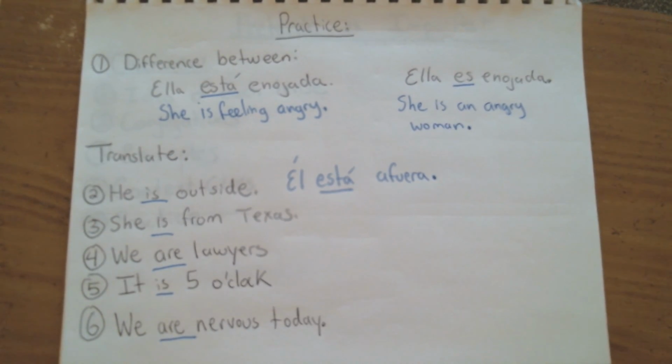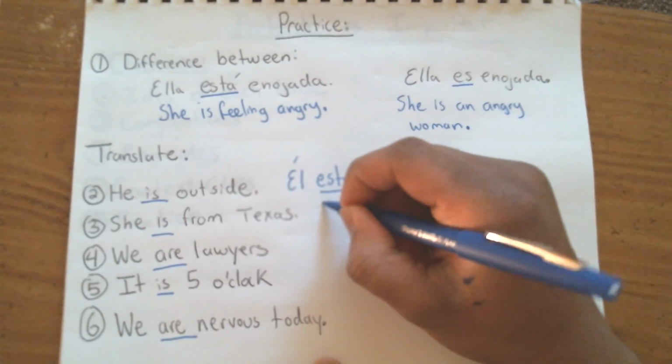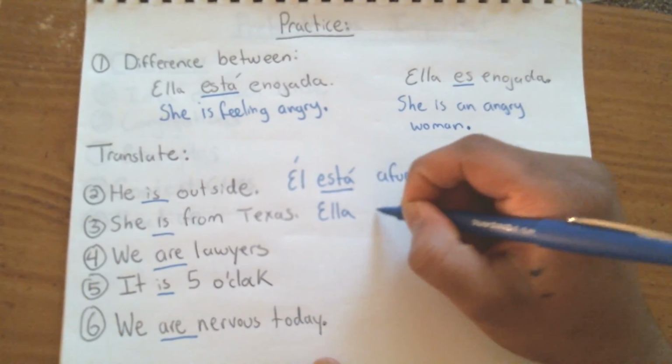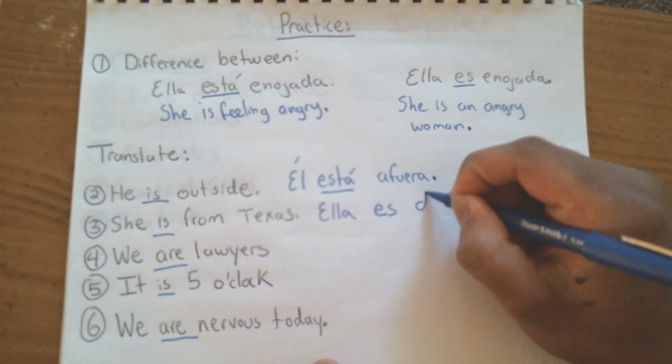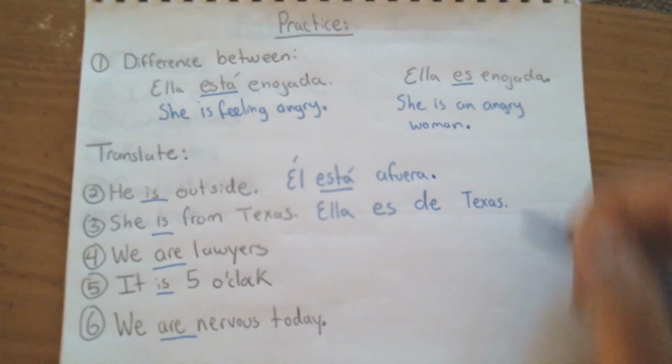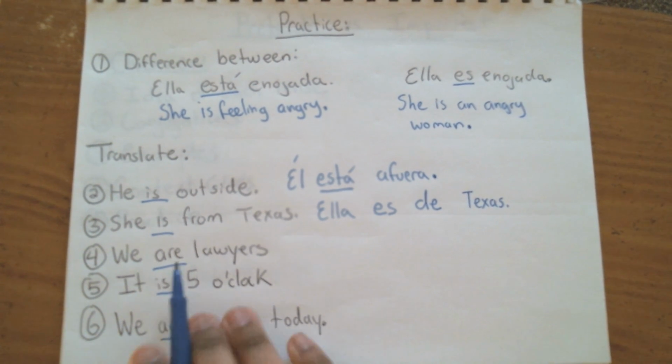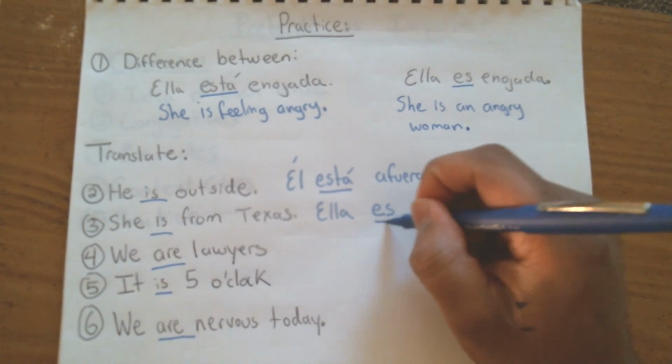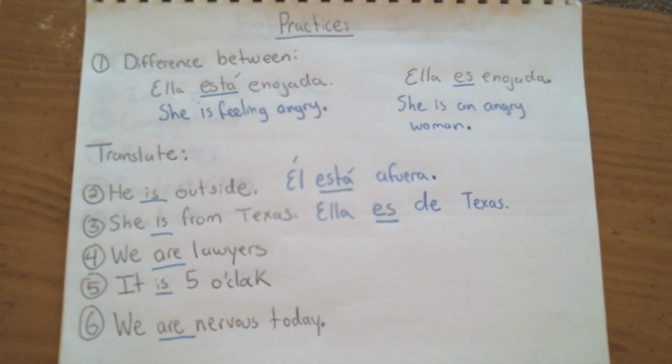It's temporary. How about she is from Texas? Ella es de Texas, okay? Ella es de Texas. She is from Texas. We're using the permanent verb to be there. Es, we use the permanent verb simply because this is talking about origins, okay? She can't go back in time and change where she was born. So you use the permanent verb ser.